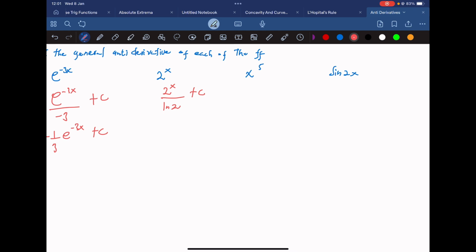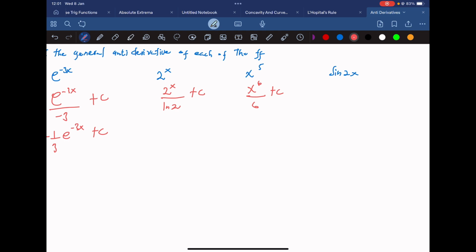Okay. The next thing over here, for this, if you are differentiating, remember you have 5x to the 4th, right? But now, instead of doing that, we add 1 to the exponent, right? So over here, we just brought the 5 in front, and we subtracted 1 from the exponent. Now we add 1 to the exponent, and we divide by that exponent. And we add our c. So that is your answer.